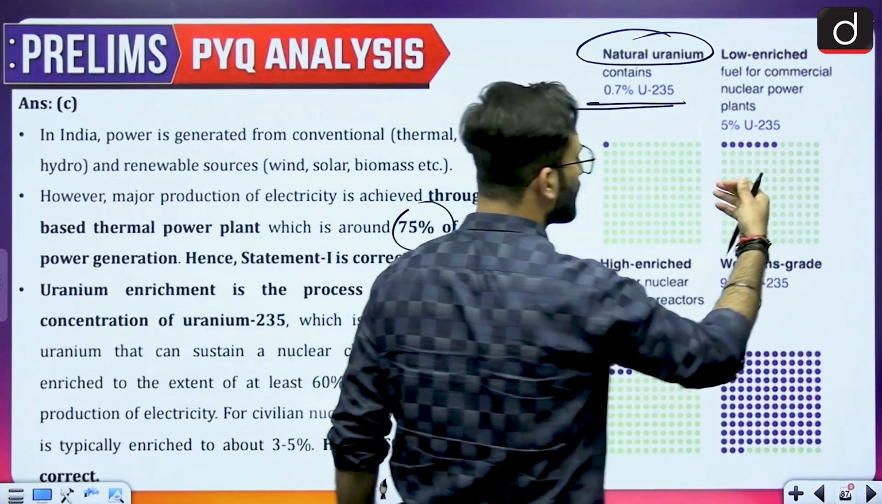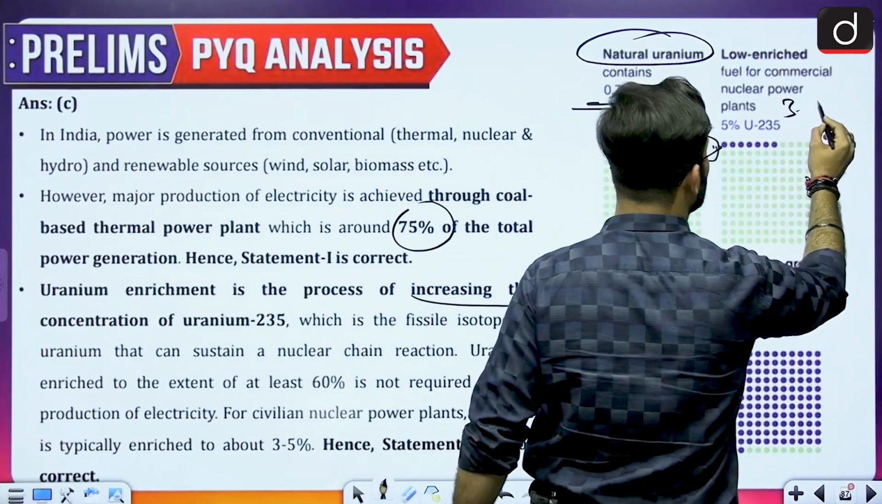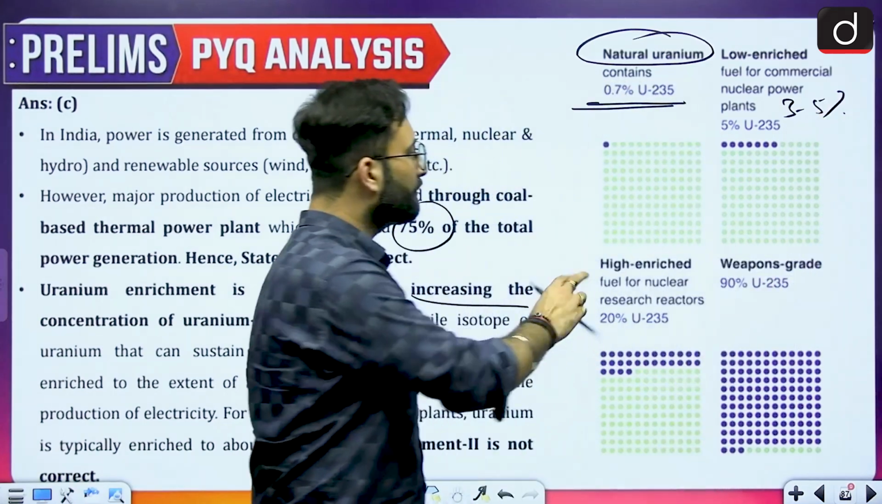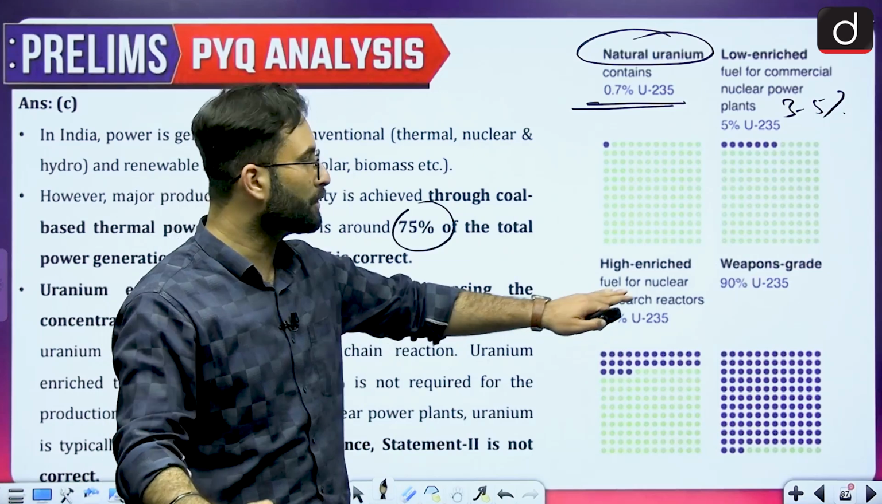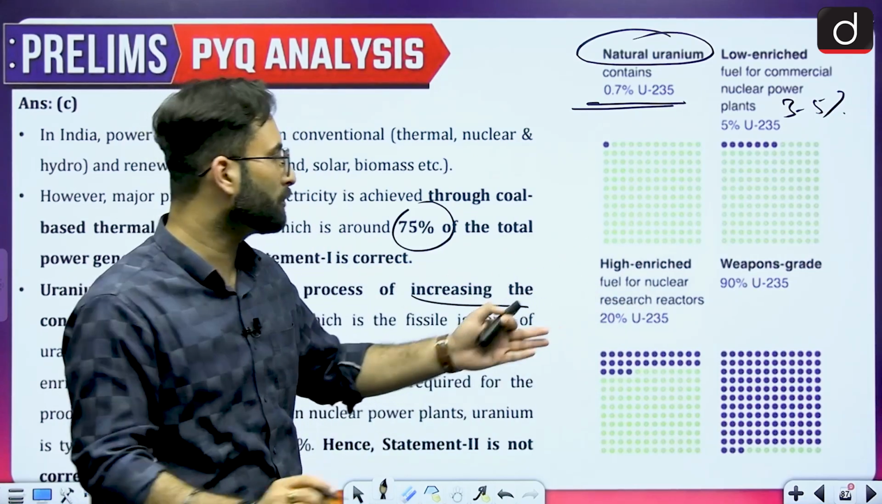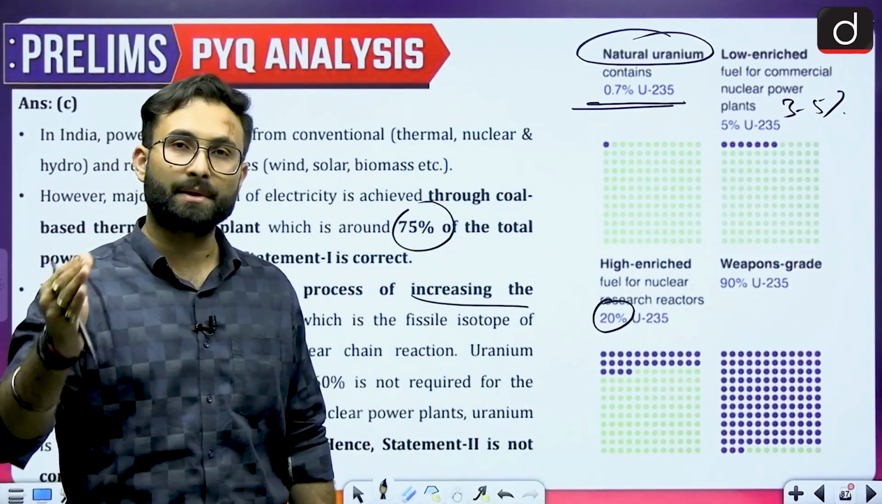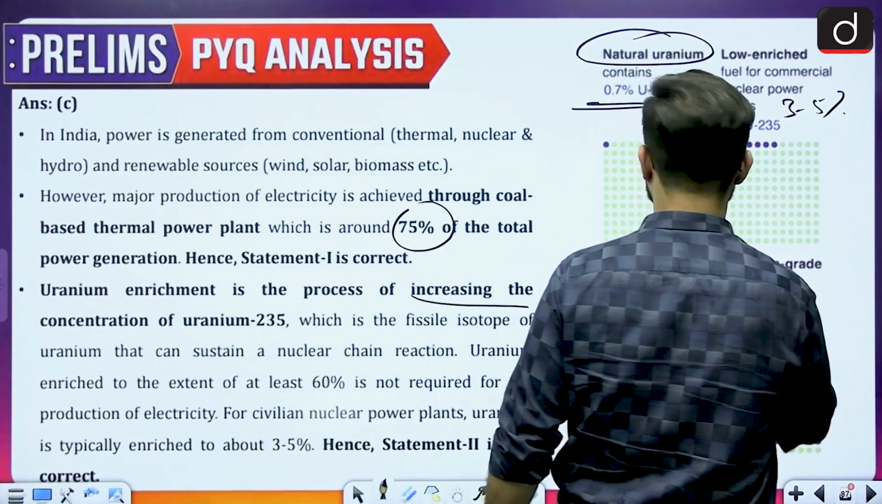Nearly when we talk about the nuclear power plant etc., for the electricity generation you will be needing 3 to 5% of the enrichment. Okay. And for the high enriched, when we talk about the fuel for the nuclear reactors, the small modular reactor or the other nuclear reactor, you will be needing 20%. And when we talk about the weapon grade for the nuclear weapons etc., that is 90%. Okay. So that is about it.